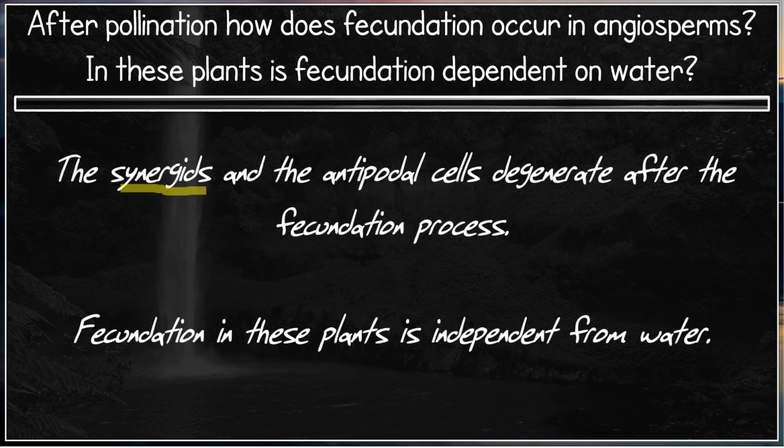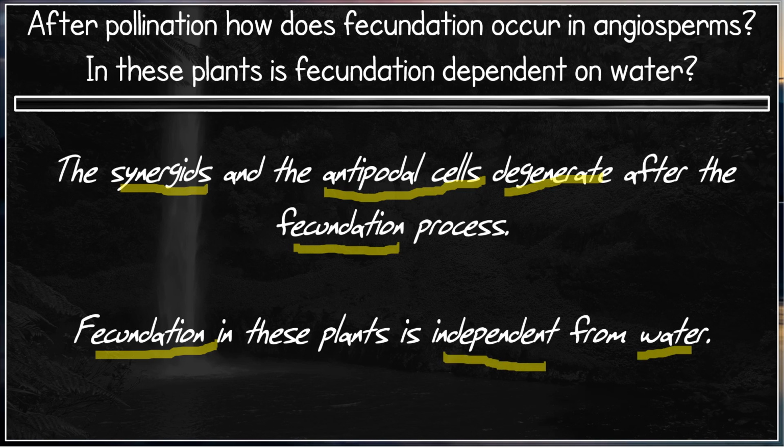The synergids and the antipodal cells degenerate after the fecundation process. Fecundation in this plant is independent from water.